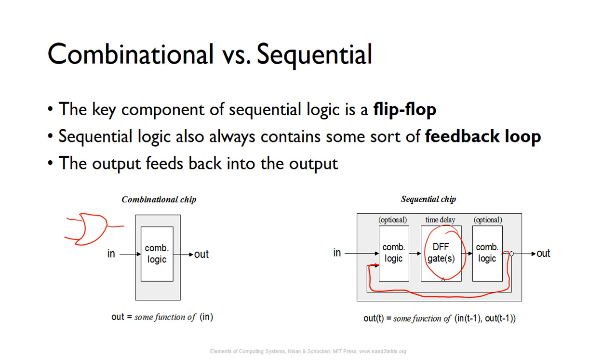So now the output is some function of the input in the previous time step and also the output in the previous time step. With a combinational chip, there's no notion of time: the inputs change, the output will change. Well, there's some small propagation delay, but essentially the input changes and the output changes straight away.